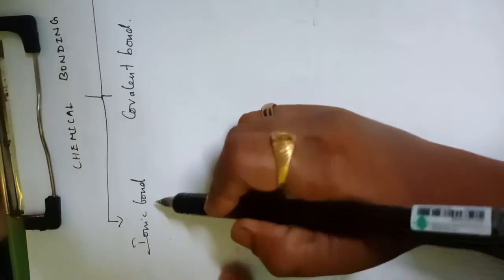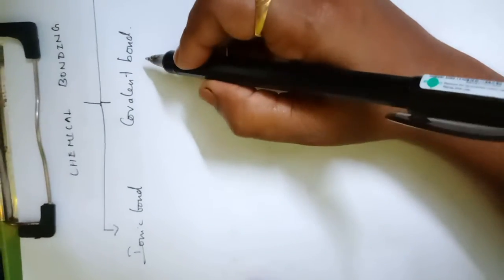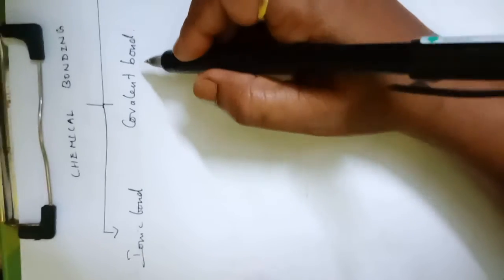Hi all, today we are going to see about chemical bonding. So already we have seen about ionic bond. Today's session is about covalent bond. Covalent bond is nothing but sharing of electrons.